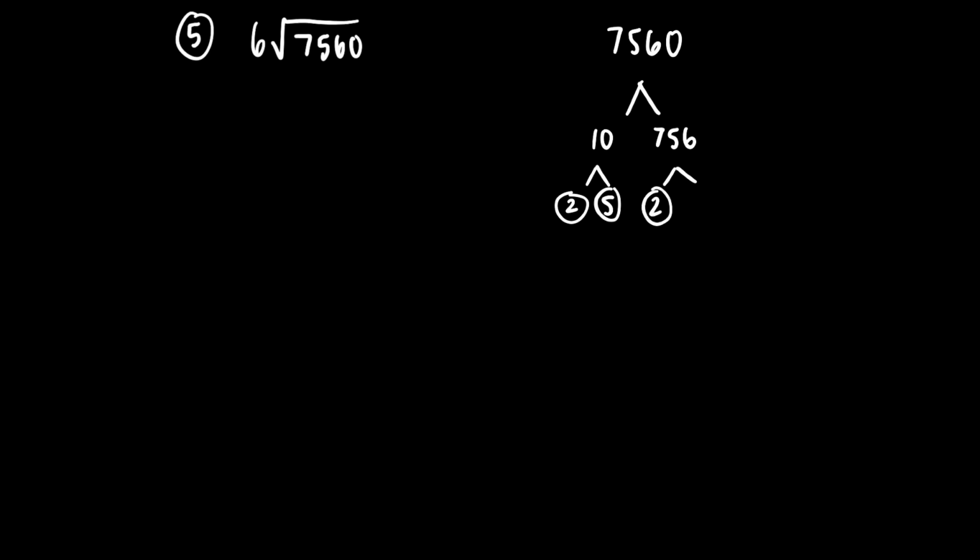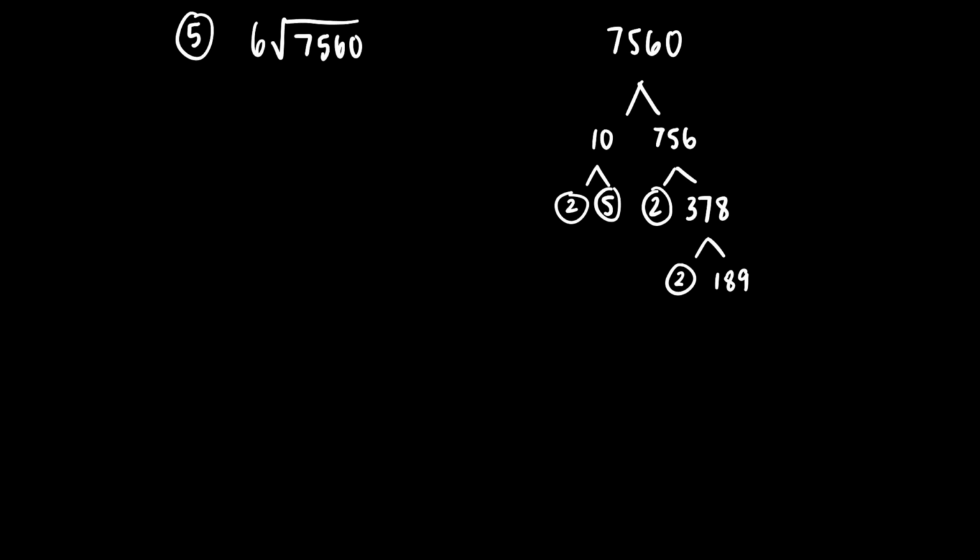Let's see. 756 divided by 2 is 378. And that is also divisible by 2. So a lot of times on these, if they're divisible by 2, I will go as long as possible. That would be 189. 2 times 189, is that right?